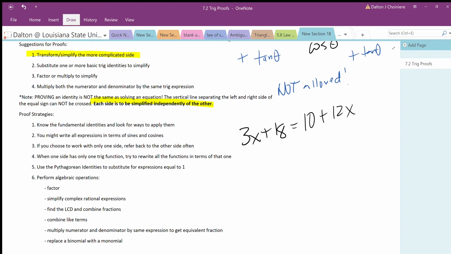Let me ask you this. What if I divided everything by 3? Could I do that? I could. If I divided everything by 3, what do I get?